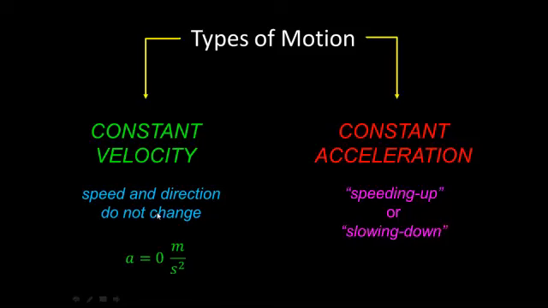Now, one of the things that you should know is when an object's not speeding up or slowing down, that is, when it has constant velocity, the acceleration of that object is also zero. For an object moving with constant acceleration, the acceleration is going to be either greater than zero or less than zero, but it's not going to equal zero.